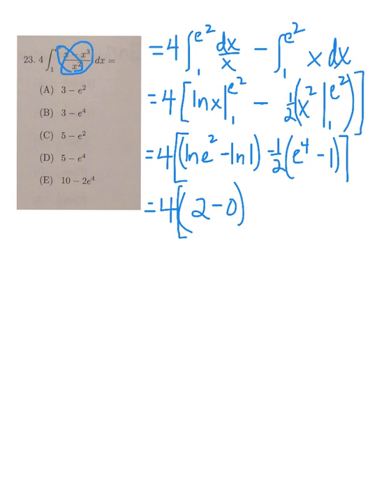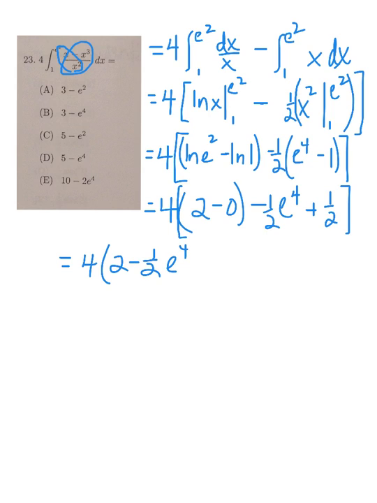Let me throw in those brackets there. Minus 1/2, and I can't tell you much on that e to the 4th, so let's just bring it through. How about I just take this fraction here and distribute it through? So that's going to give me 1/2 e to the 4th, and that's going to be plus 1/2, negative times a negative, plus 1/2. Equals, let's keep going. So I've got 4, then I've got 2 minus 1/2 e to the 4th plus 1/2.